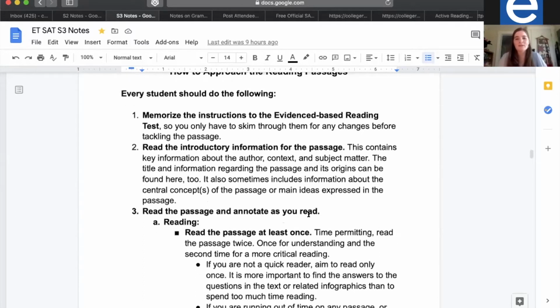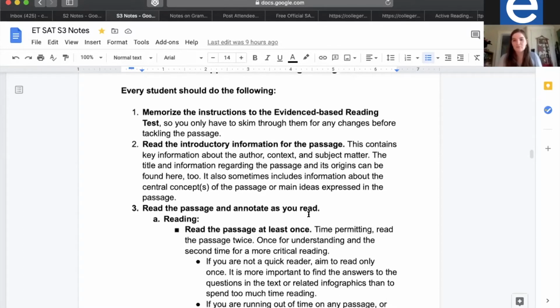So every student in this class should be doing the following. First, you need to make sure that you've memorized the instructions to the evidence-based reading test. So you only have to skim read through them for any changes before tackling the passage come test day, okay? This is critical because you're wasting time when you have to fully read through the instructions for understanding, okay? Chances are they're going to be the same as the ones that you've been practicing on, but sometimes they do like to throw a curveball at you here and there, okay?